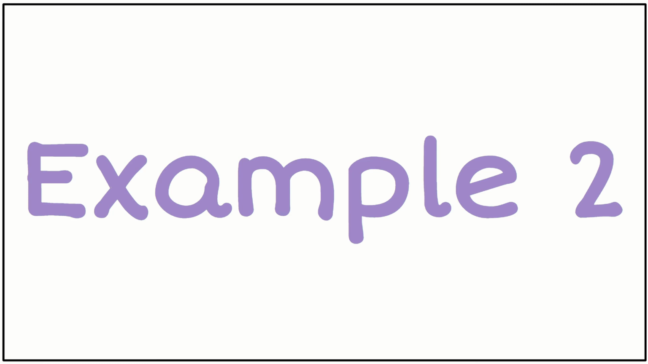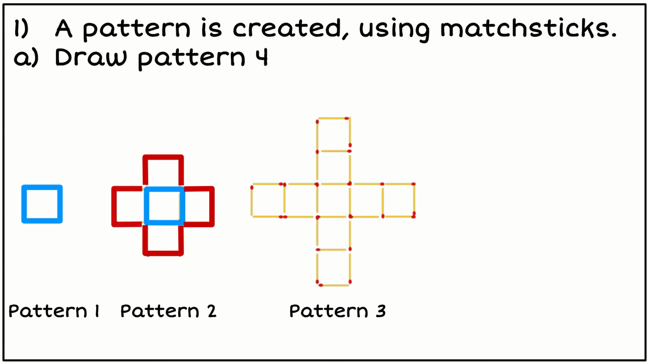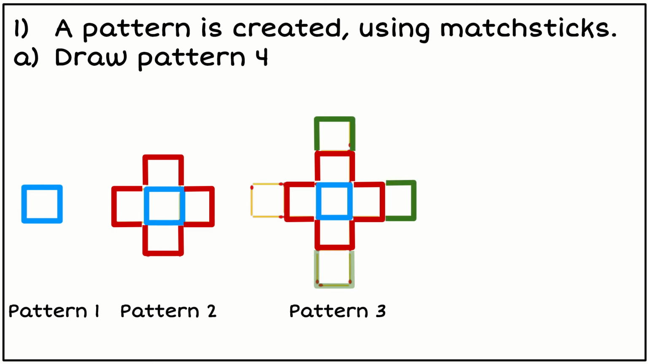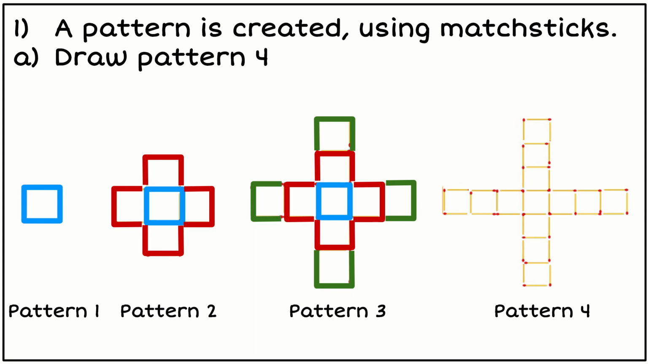Let's have a look at example 2. We've got a different pattern here now. Again, we want to identify what the difference is from one to the next. Pattern number 1 is a square. Pattern number 2 is a square, plus it's got the extra bits added on the sides. Pattern 3 is pattern 2, plus those extra pieces added on each side. Pattern number 4 is going to be pattern number 3 with extra bits added on each side. So that gives us our pattern number 4.